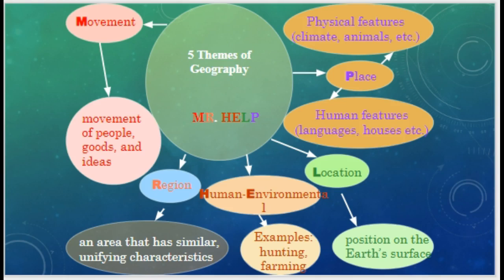Okay, here are your 5 themes again. So movement of people, goods, and ideas. Region, an area that has similar unifying characteristics. Human-environment, examples are hunting and farming. Positions on the Earth's surface is location. Human features, damages, houses, etc. Place, physical features of climate, animals, etc. That concludes this slide deck.